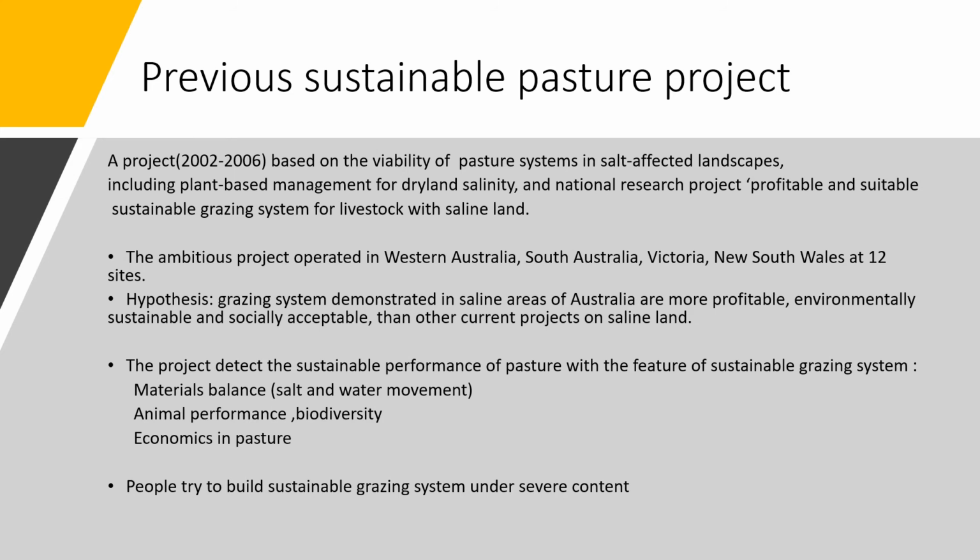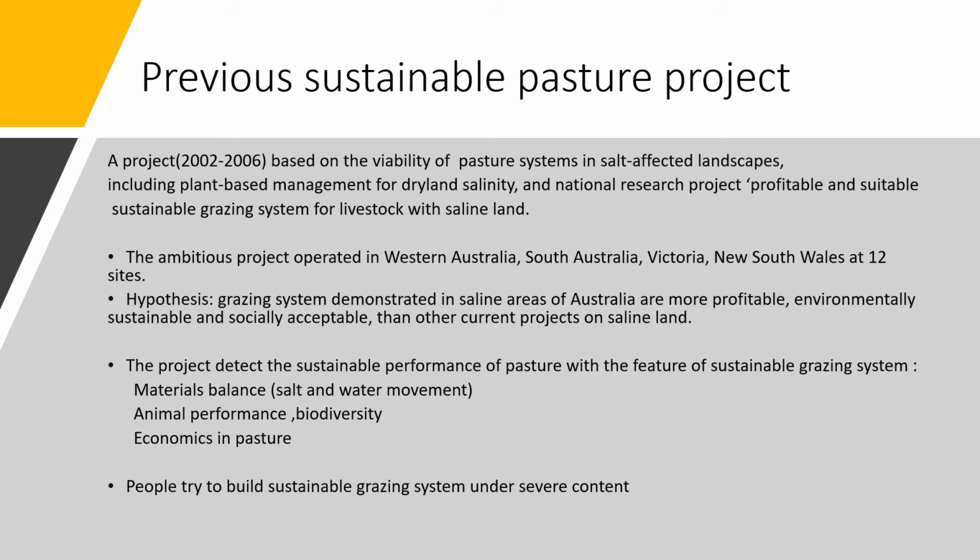Now I'm going to talk about the previous Sustainable Pasture project. A project was conducted from 2002 to 2006 based on the reliability of pasture systems in salt-affected landscapes, including plant-based management for dryland salinity and the National Research Project on profitable and sustainable grazing systems for livestock on saline land.